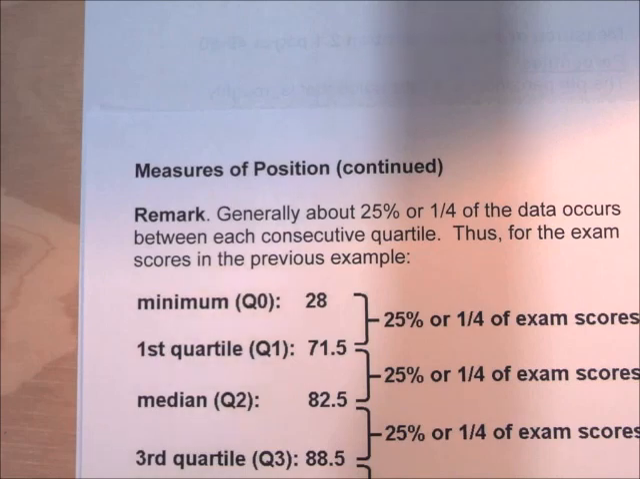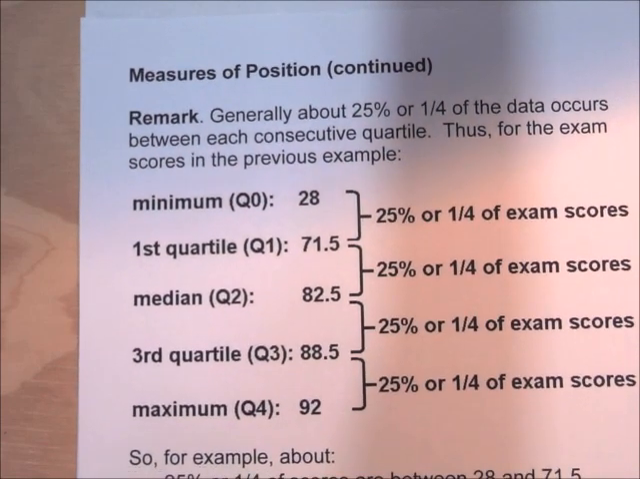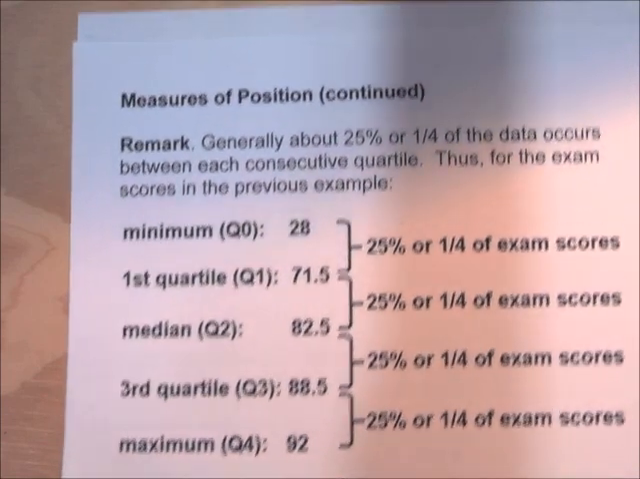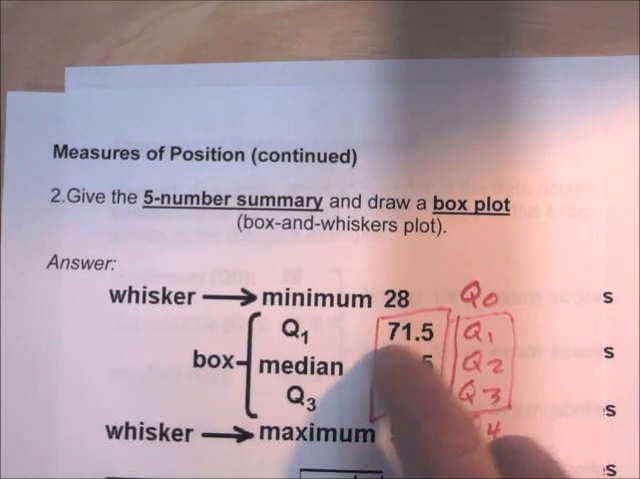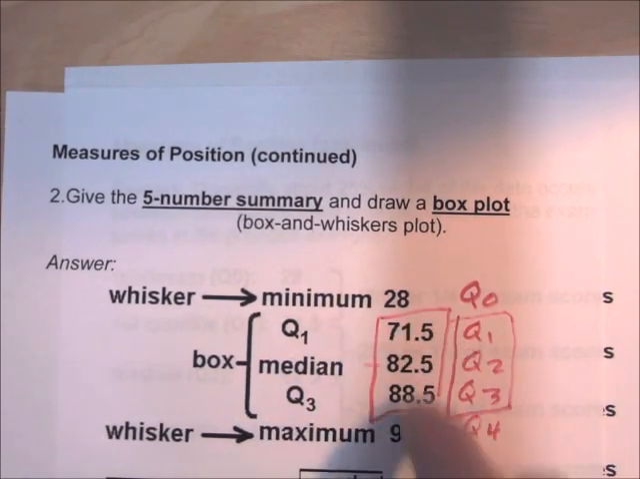Some of the questions in WebAssign that sometimes confuse students, they'll ask something like, the middle 50% of the data are between what 2 numbers? Well, the middle 50%, that goes from Q1 to Q3. That's the middle part of the graph. So that would be between 71.5 and 88.5.